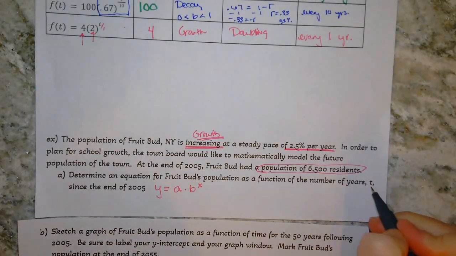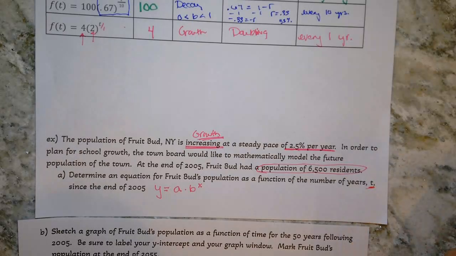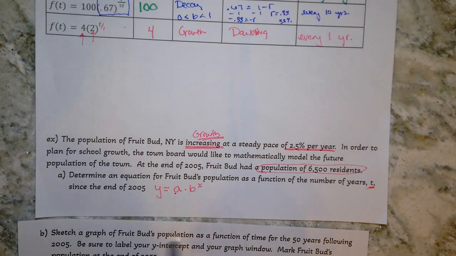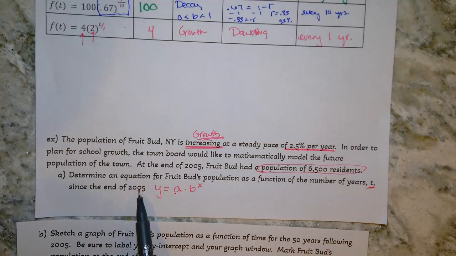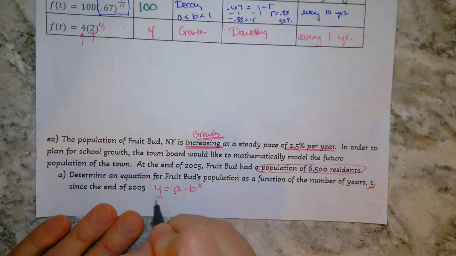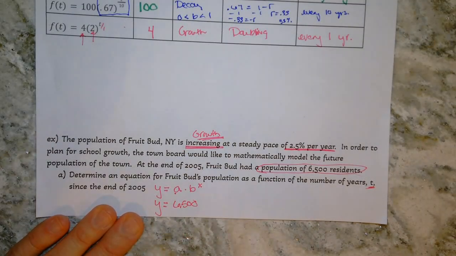Now, they want it in terms of t. So instead of x, I'm going to use t. It says I need to know the initial and the growth rate. So it says at the end of 2005. So since 2005, how many people did we have? What was our population? I think we had 6,500. That's what we highlighted there. So my initial amount is 6,500 people.